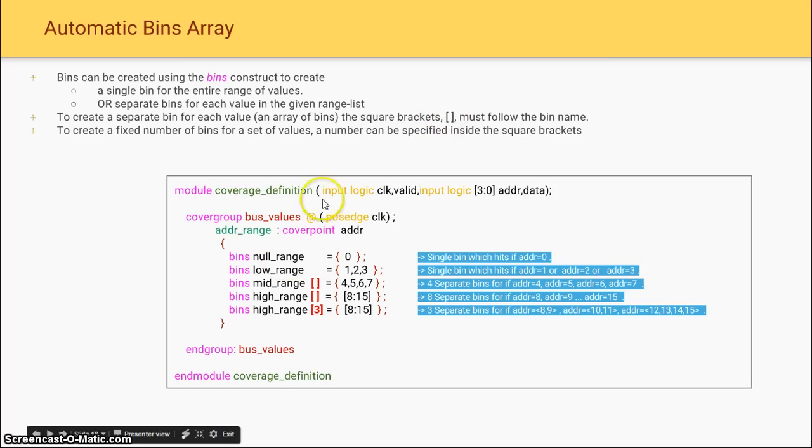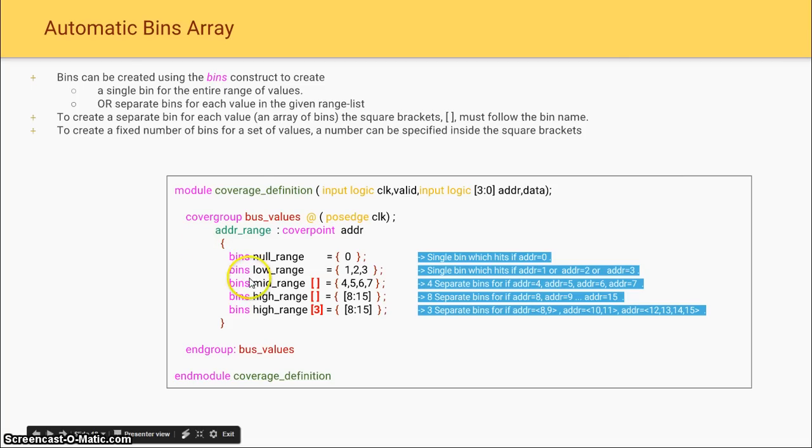So the same as the previous example, here the cover group name is best values, and for the first cover point, its name is address range, and I'm taking the variable ADDR to sample. And the first bin created for the ADDR variable is with the value 0, and its given name is null range. So this is a single bin which will hit if the address is equal to 0.